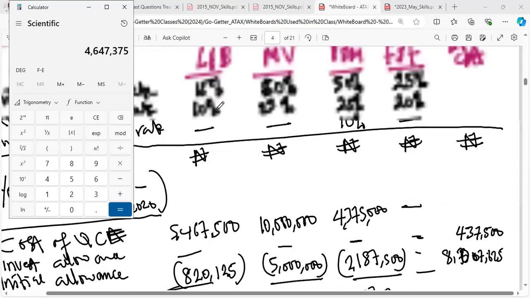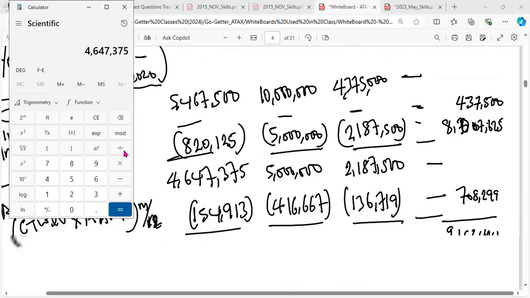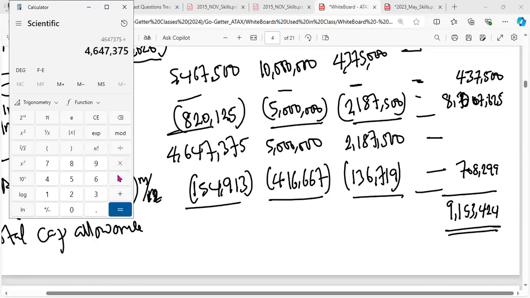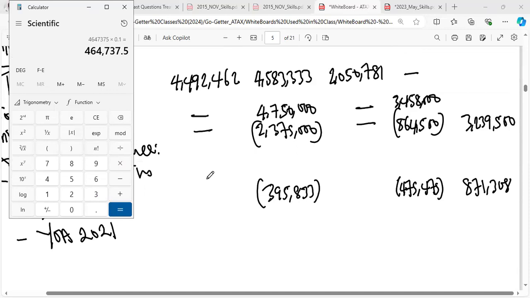Then we check how many years. It is 10 years, which is 10%. We now say times 0.1. That will give me 464,738. That's what I'll put down here.